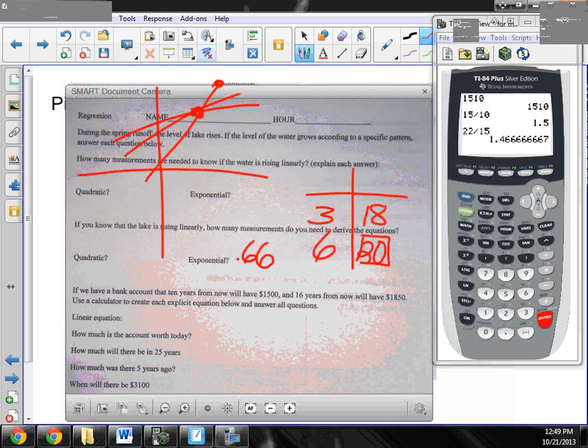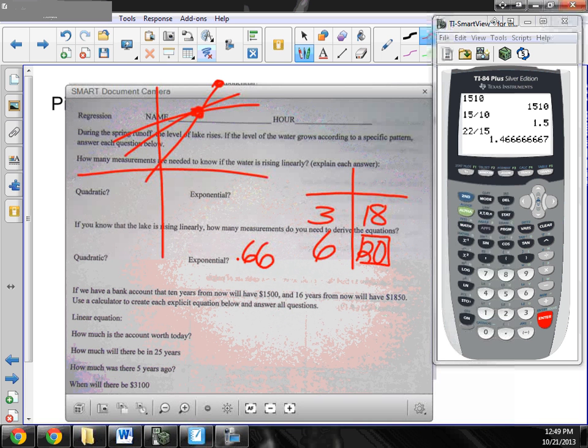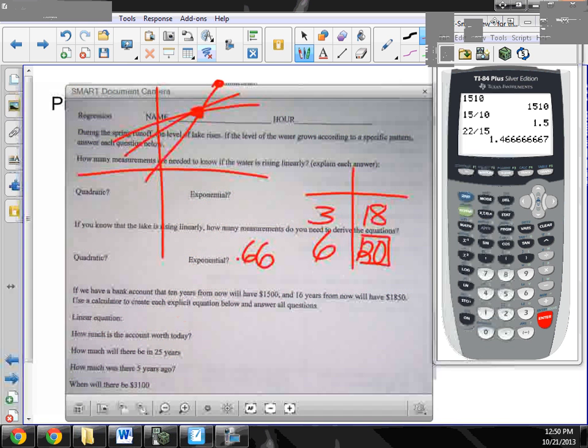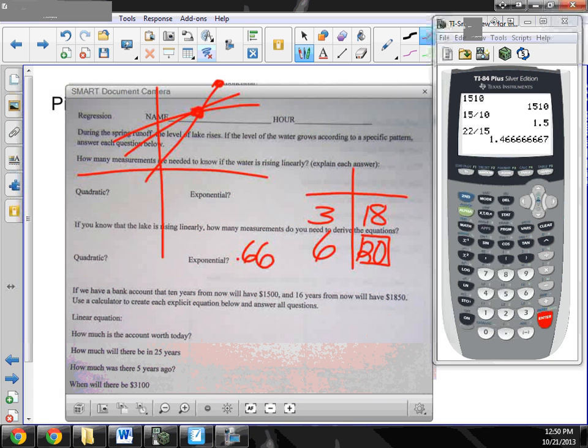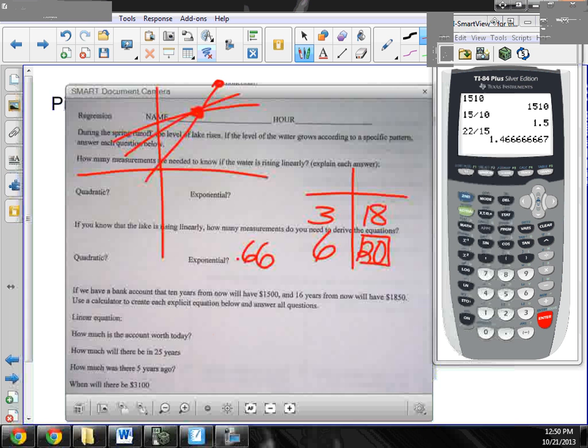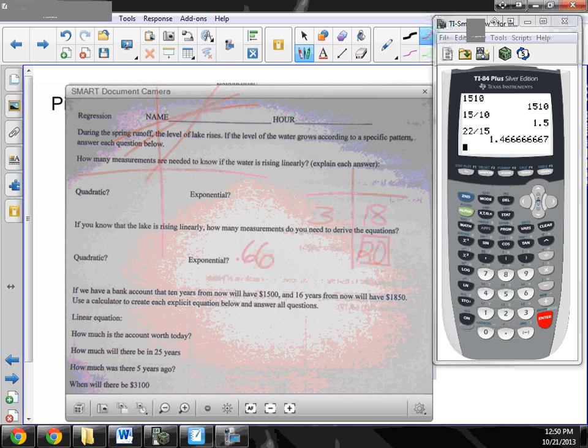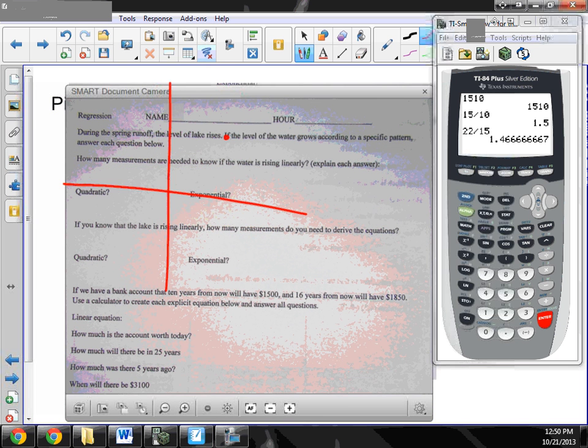So for a linear equation, you only need 2 points. Okay? And it's significant that you need 3 points to figure out what type of equation it is, but you only need 2 points to write the equation. It always takes one more number to figure out what type the equation is than it does to actually write the equation. That's always the case. So for exponential, if I knew 1 point, that wouldn't be enough.